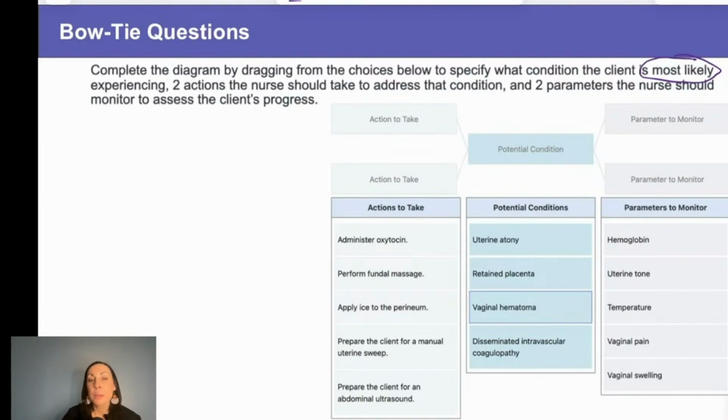So that's really important because with all the information that they're going to give us in the data tabs in this scenario, any of these conditions are possible. Any of the actions to take are possible things that we would do, as well as the parameters to monitor. However, it's the things that we're most likely doing for this condition, or the most likely condition that the client has. So what are the findings telling us?